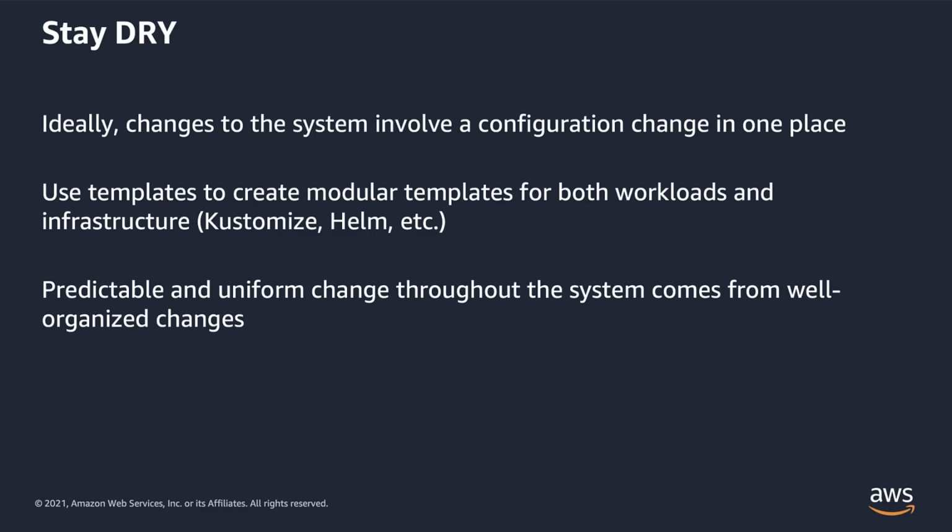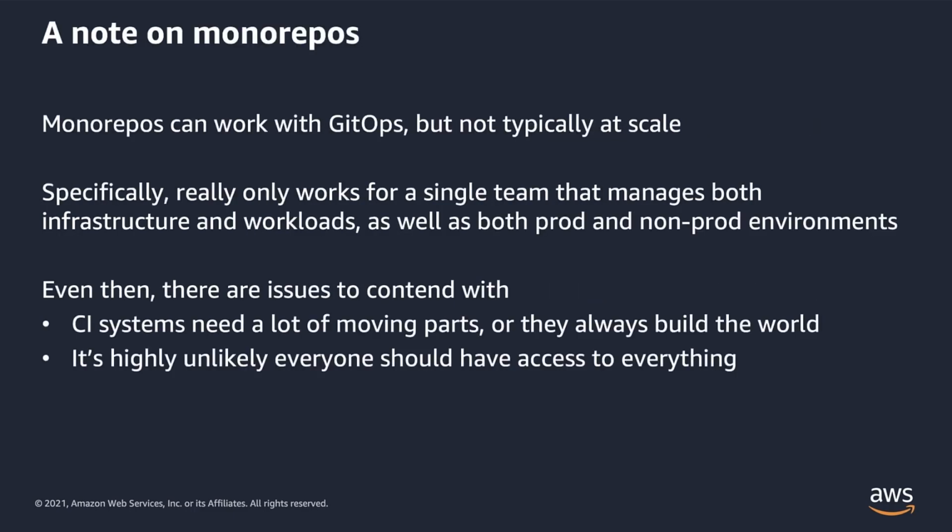And people have written whole books on this. So it's a little out of scope for this talk, but I'm happy to talk about this anytime. But basically anything you can do so that changes are easy to understand. Ideally configuration changes happen in one place in your entire system. And these well-formed, well-organized changes promote predictable and uniform change throughout the system. It sort of follows itself.